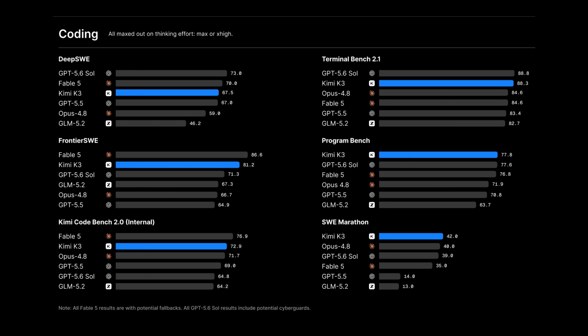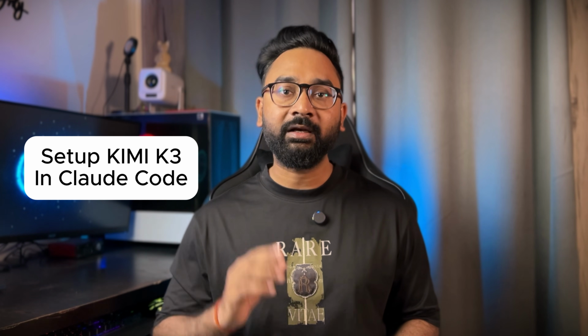KIMI K3 has become one of the most talked about AI models in the last few days, and for good reason. It is the largest open weight AI model as of today with 2.8 trillion parameters, and on several coding benchmarks it is matching or even outperforming top models like Claude Fable 5 and GPT 5.6 Soul. So in this video you will see how you can use KIMI K3 for free and set up a free API in Claude Code. So let's get started.